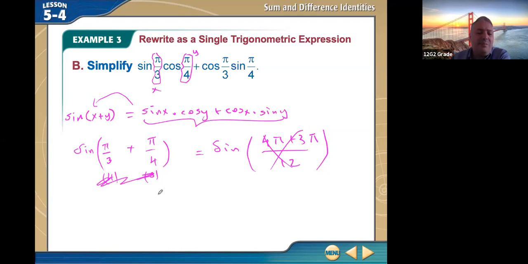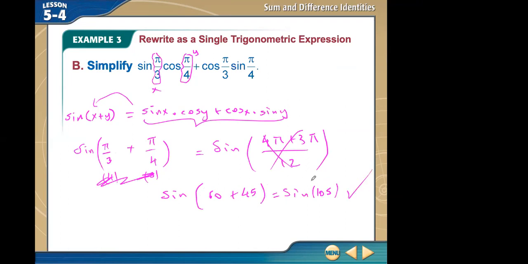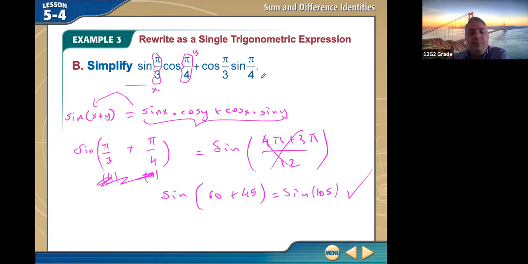Or maybe you don't need this. Why? Isn't it a simple thing? Pi over 3 means 60, yes or no? And pi over 4 means 45. So this is sine of 105, yes or no? Yes, that's it. This is sine of 105. After that you may do lots of operations, but it says simplify. So we simplify sine of 105.